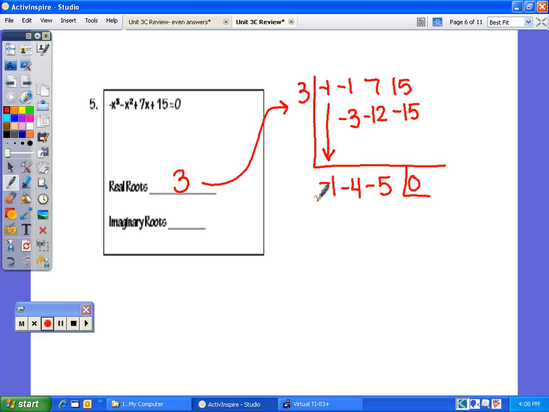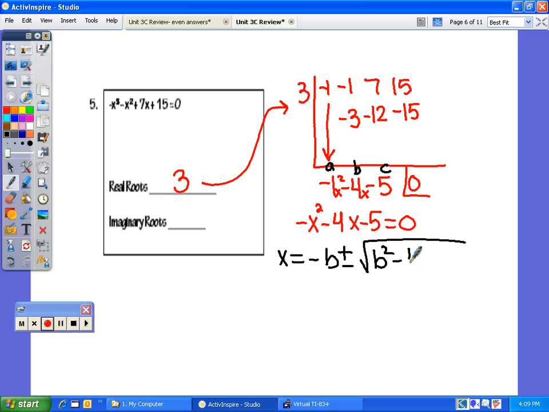So if you look here, working backwards, constant x squared, the equation is negative x squared minus 4x minus 5. Notice that there's no 0 in the middle, so I cannot do the shortcut. So I'm going to do the quadratic formula using this as A, this is B, and this is C. So here it is. X equals negative B plus or minus square root B squared minus 4AC all over 2A.